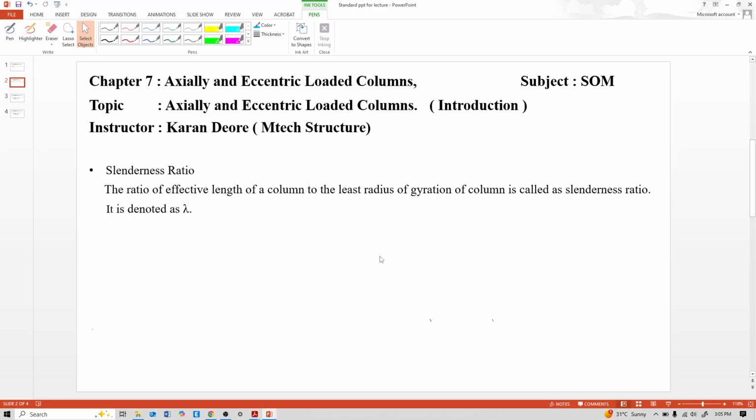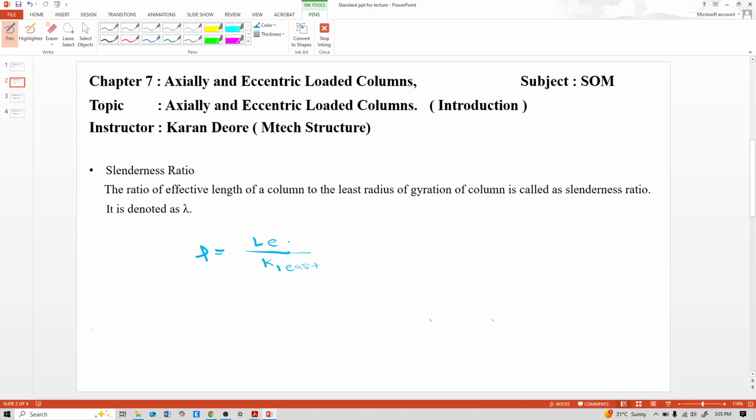This is slenderness ratio. The definition of slenderness ratio is the ratio of the effective length of the column to the least radius of gyration of the column, and it is denoted as lambda. So lambda is equal to LE, the effective length, upon the least radius of gyration. Radius of gyration is denoted as K.